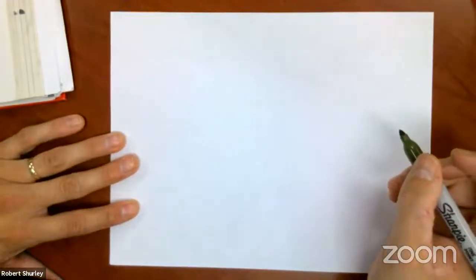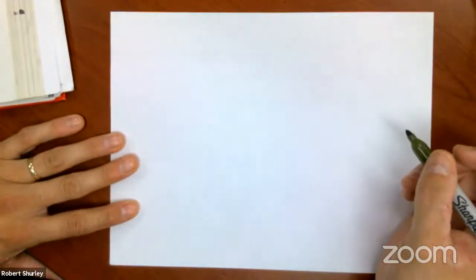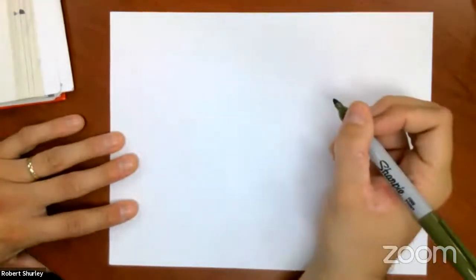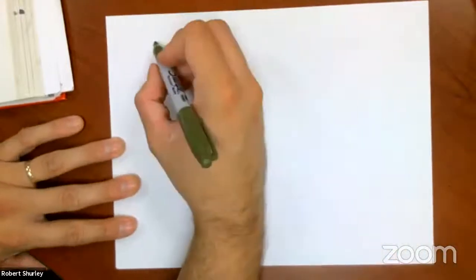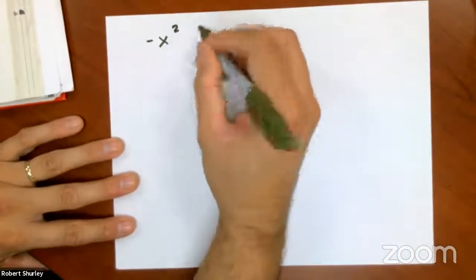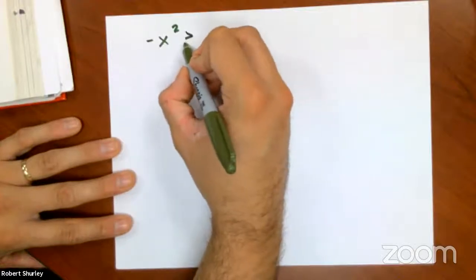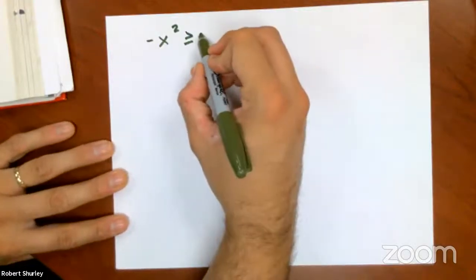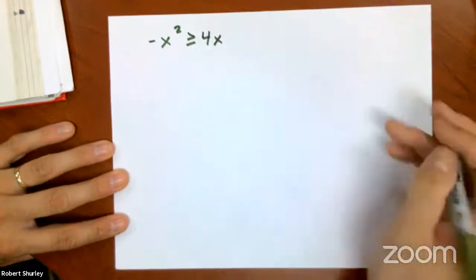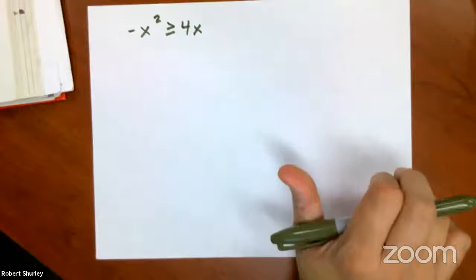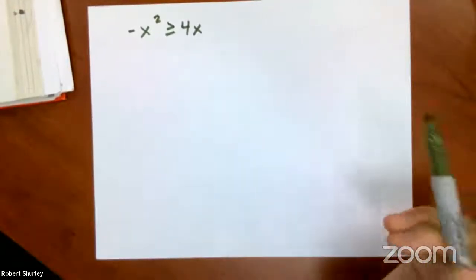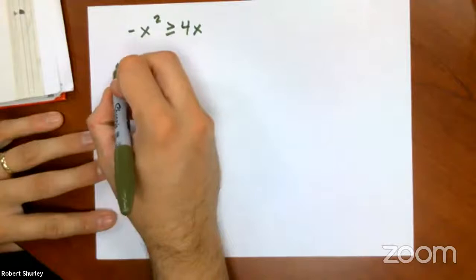Okay, so let's do another example here. I think there's one in the book like this. I'll steal it. Well, maybe not. I'm going to make one up. So let's say we've got negative x squared. We want to know where that's greater than or equal to 4x. Negative x squared, where it's greater than or equal to 4x. Now, just like before, I've got to move the 4x over.